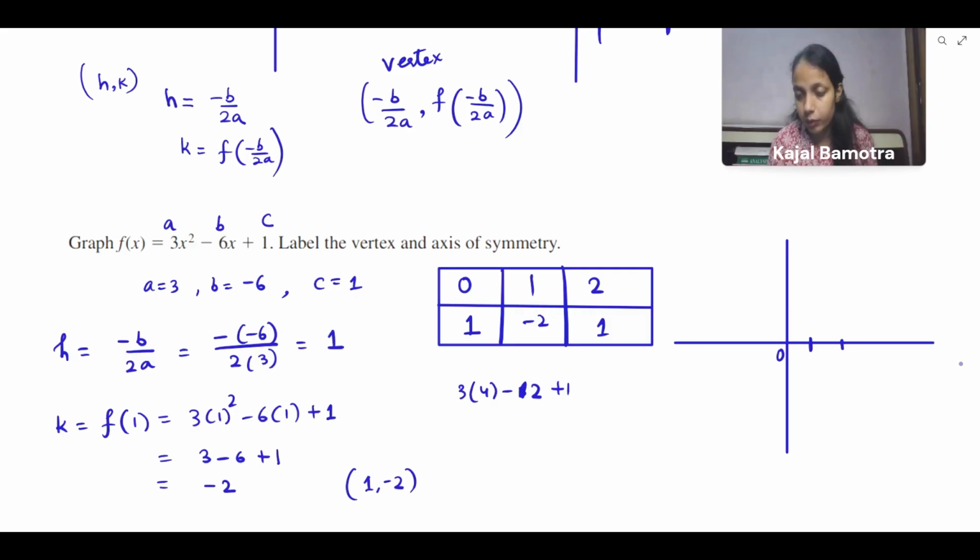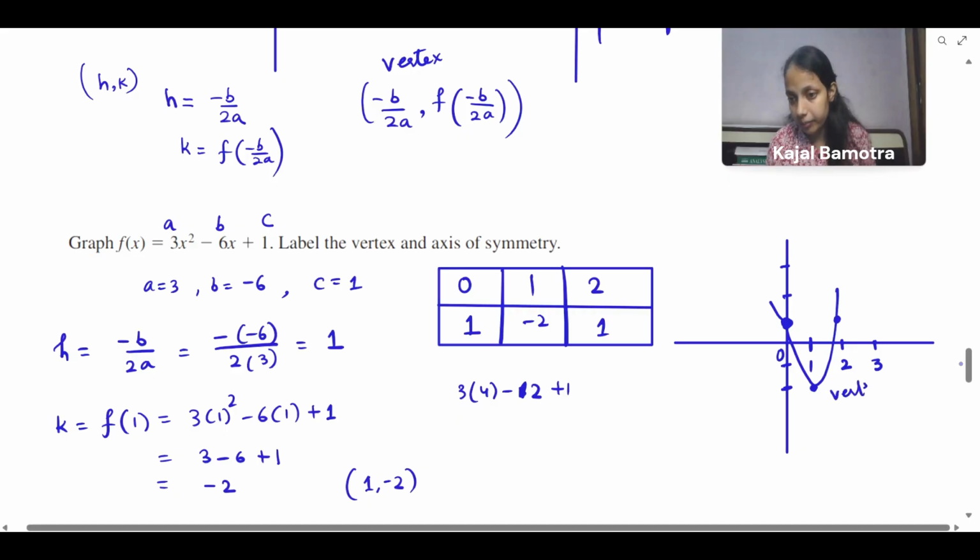1, 2, 3. Add 0, the answer is 1 at this point. Add 1, it is negative 2. Add 2, it is 1. So connect the 3 dots. This is the graph. The point is the vertex and this line is the axis of symmetry. Done.